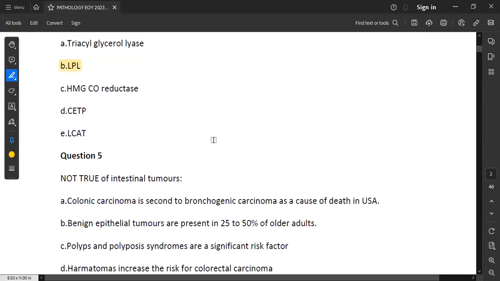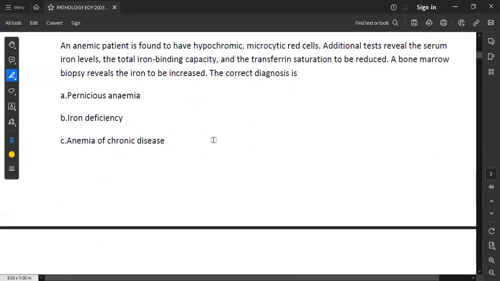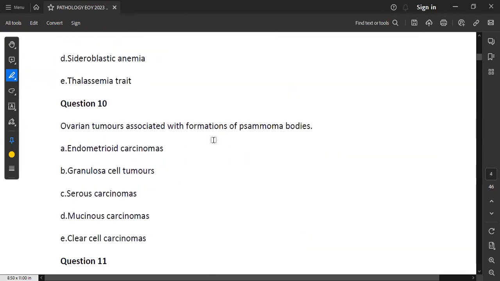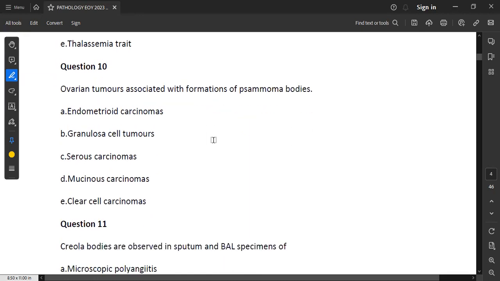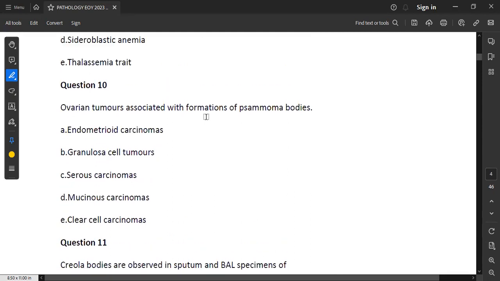The next question is number 10. Oh, you've answered this question. Number 10, I answered it. Let's just answer it. Ovarian tumors associated with formation of psammoma bodies. Who can tell us the answer? C. Yeah, it's serous carcinomas. The serous carcinoma of the ovary.